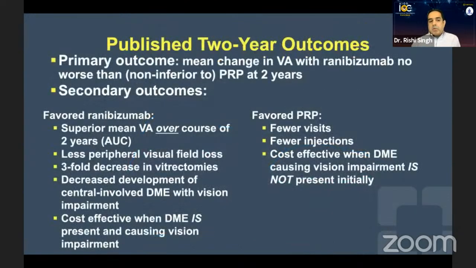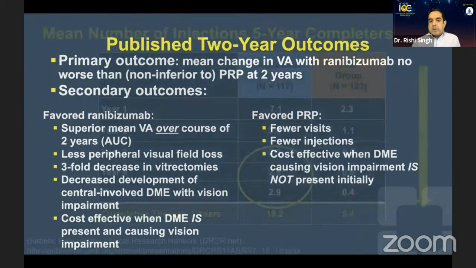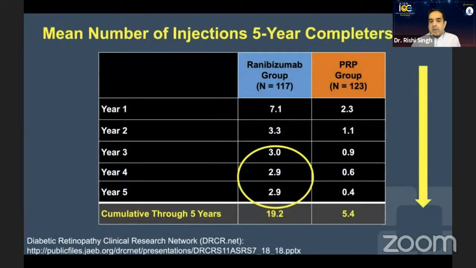So just the 2-year outcomes showed a superiority of visual acuity with regards to ranibizumab or anti-VEGF treatment, less peripheral visual field loss, 3-fold less vitrectomies, and it's cost effective when DME was present. But again, PRP was favored because it had fewer visits, fewer injections, and was cost effective when DME was not present. They went out to 5 years. And again, you can see that very good trend that we saw amongst many studies, where we saw a decrease in anti-VEGFs as the trial went on, which was very, very reassuring.